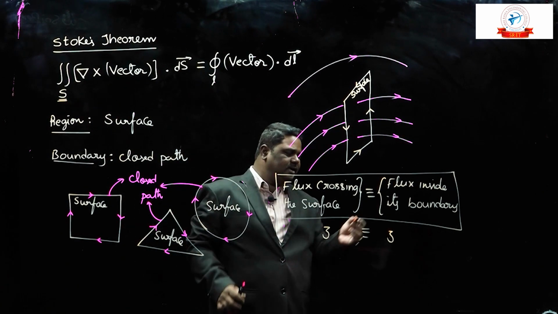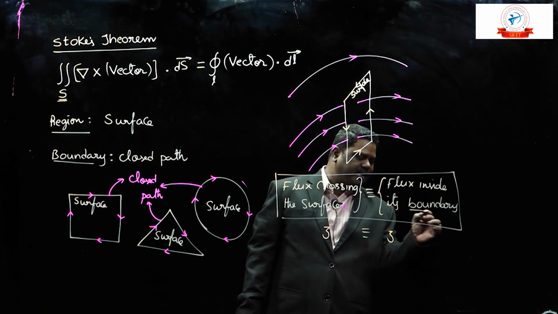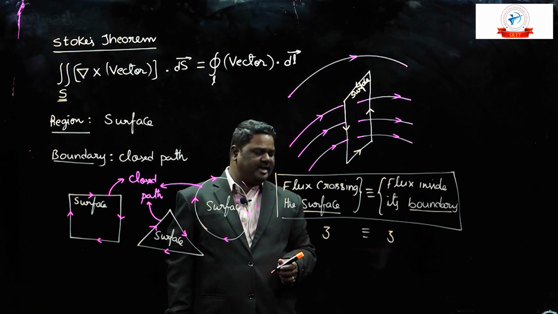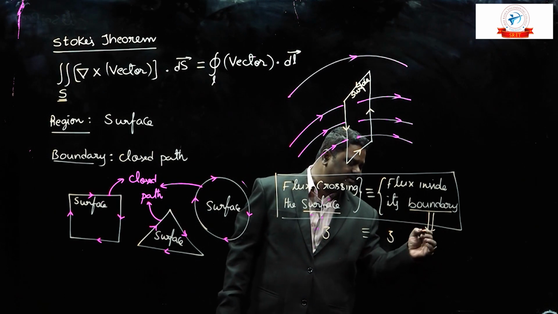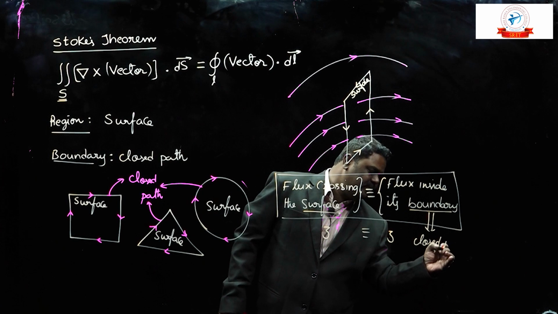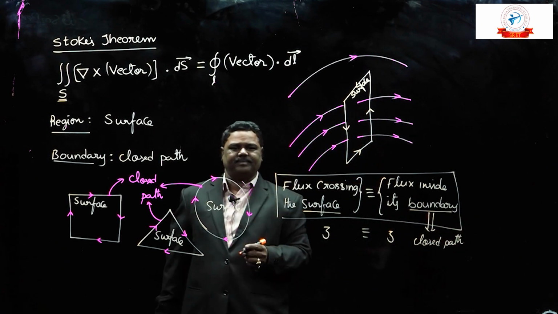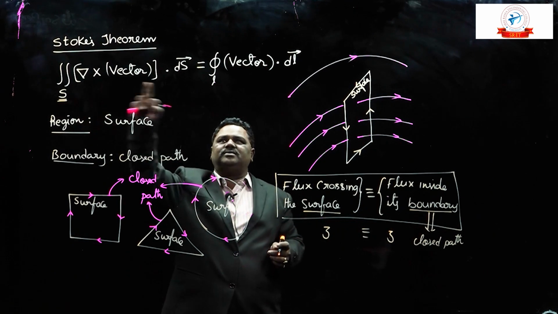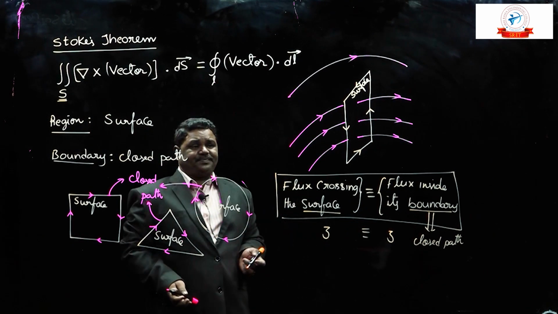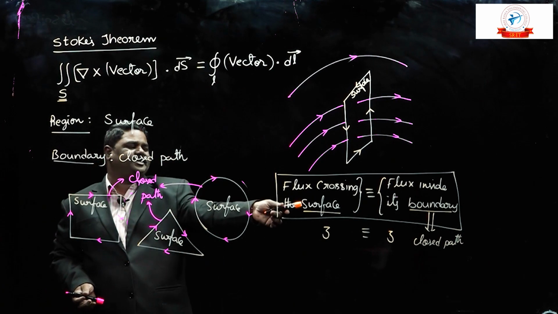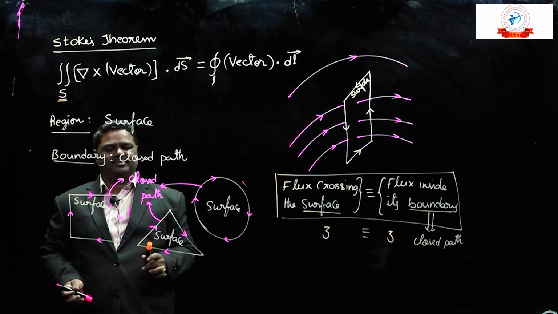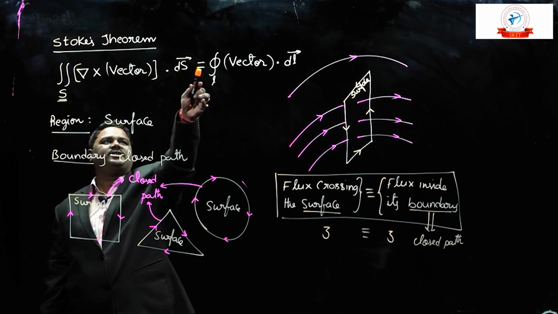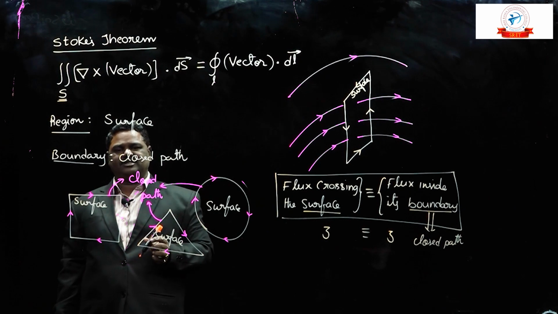Here I said flux inside its boundary. It is the boundary of which region? The boundary of the surface. So what is the boundary for any finite surface? A closed path. So here we can equate the surface to a closed path. That's what we have written, the surface to closed path equation. This is the meaning of this equation, or the statement written in mathematical form like this. Flux crossing the surface is equal to flux inside its closed path.